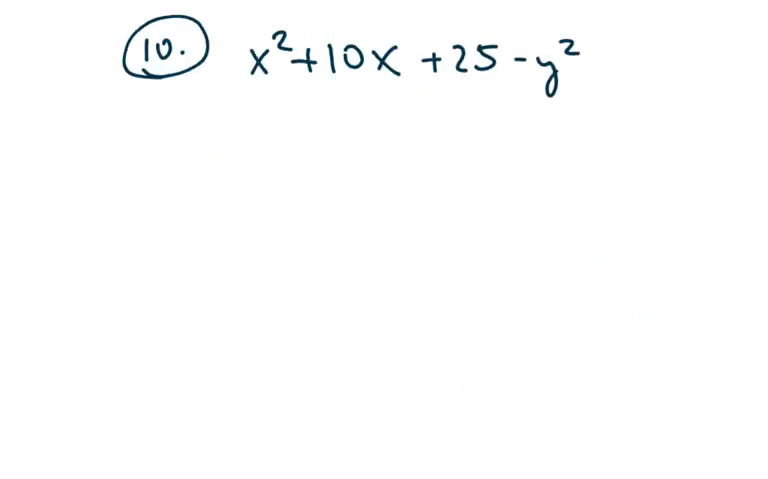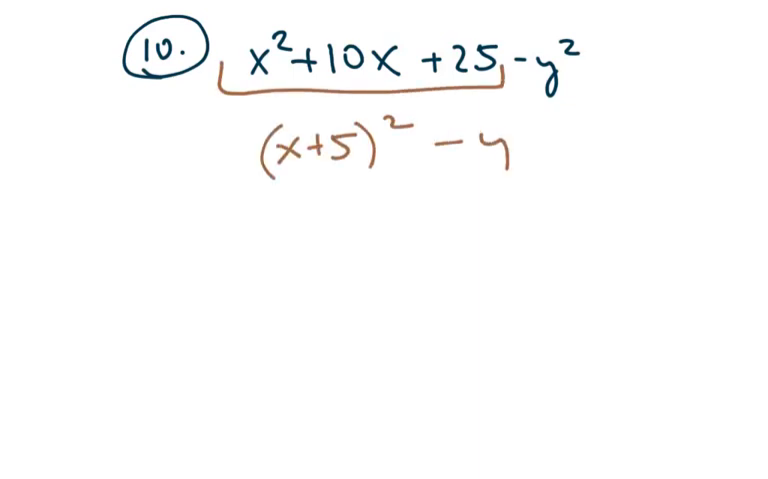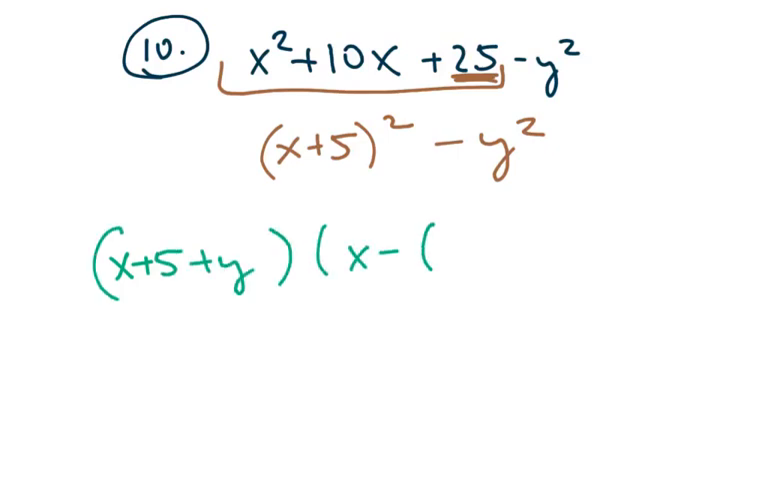That process continues here. So if we look at this, we can break this down to x plus 5 squared minus y squared. Notice here that what I'm seeing is that 25 is 5 times 5, and 5 plus 5 is 10. That's how I'm so quickly being able to break that down. Again, you can take the square roots of both sides. We have x plus y, and then we have x minus 5 plus y.